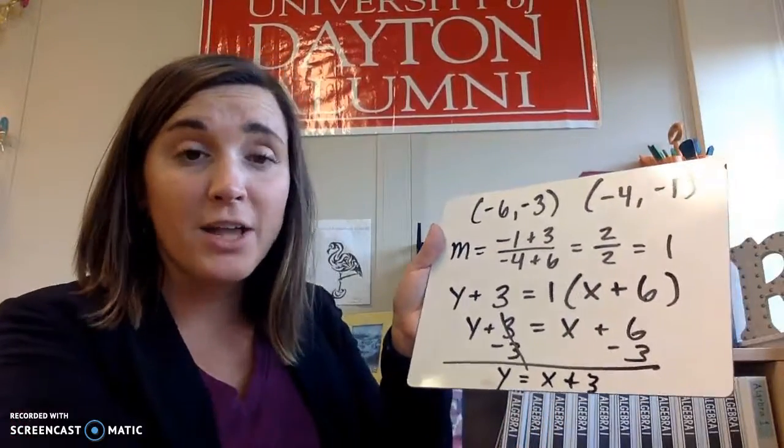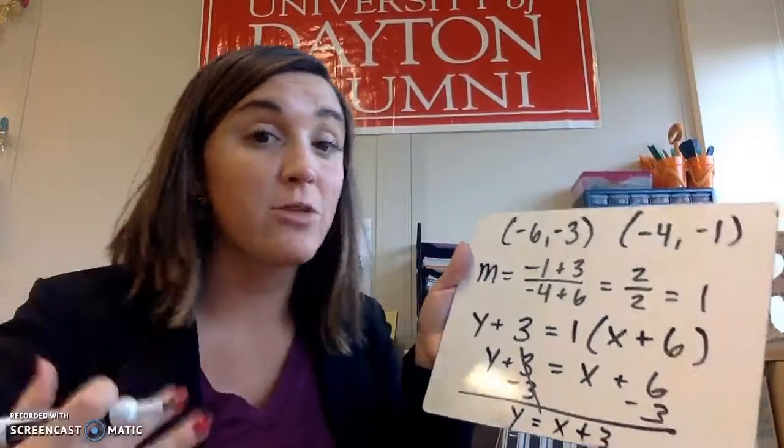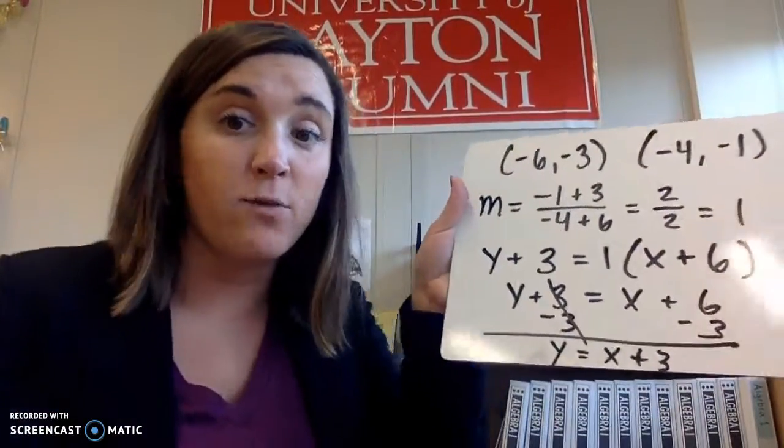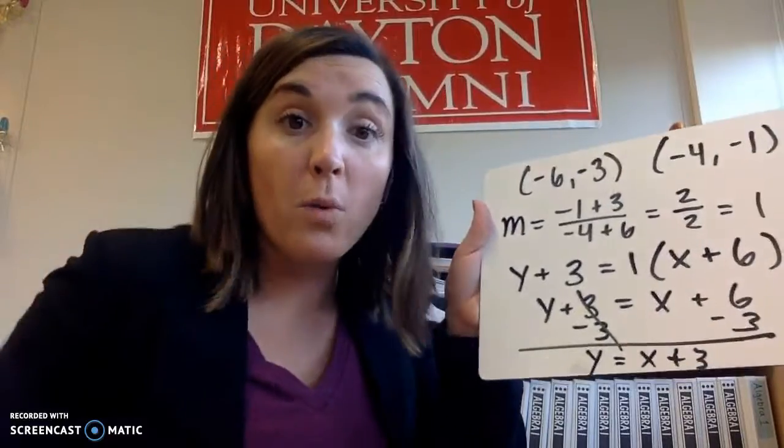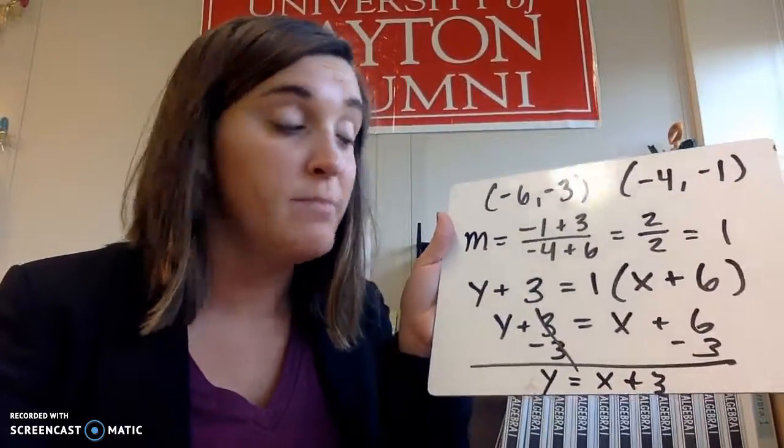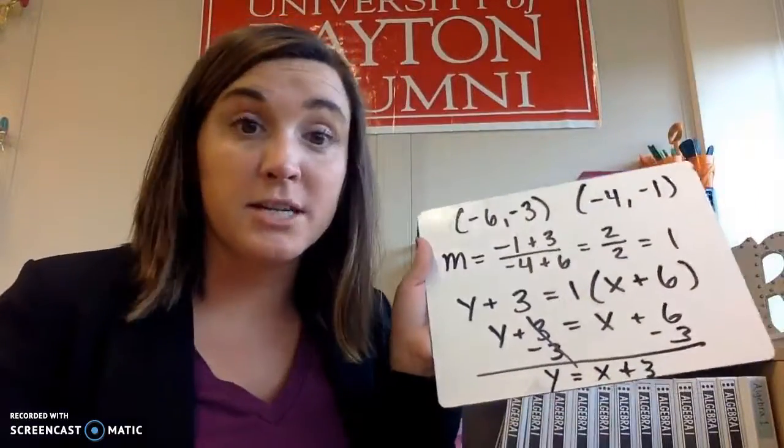1x plus 3 would be fine. You would not lose points for putting the 1 there. It means the same thing to have 1x or just x, or 1 over 1 if you want to leave it as a fraction. But this is what I would consider to be your most simplified way of writing it.